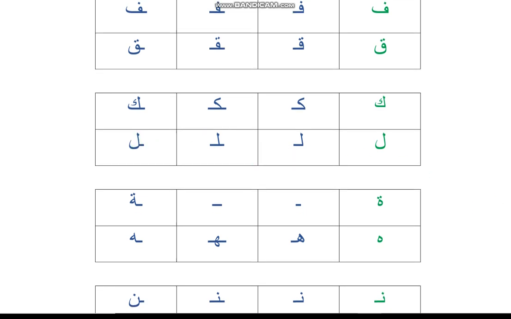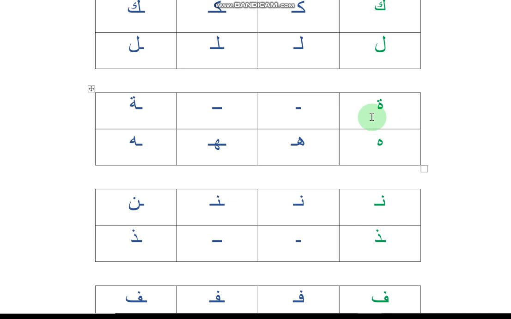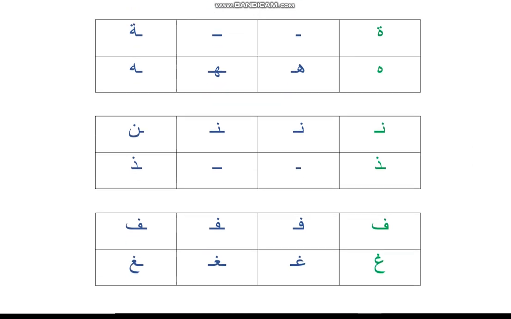Let's look at Ta and Ha. Look at Ta in isolation. Close to Ta, close, Ha. This is Ha at the beginning of the word. We have Ta, but it's not close to Ta. Yes, this is Ha at the beginning, Ha at the middle, and Ha at final. And we also have Ta at the final stage. That's close to Ta. And let's go to the next one.